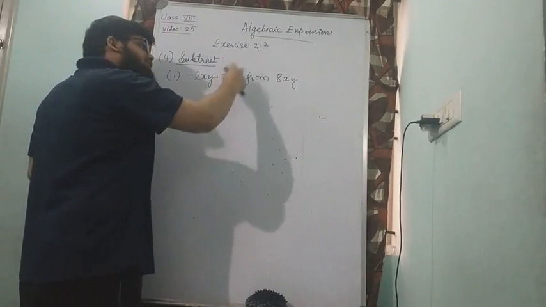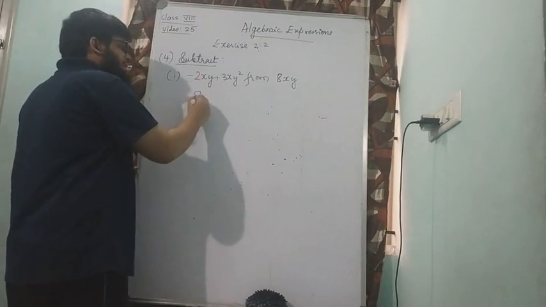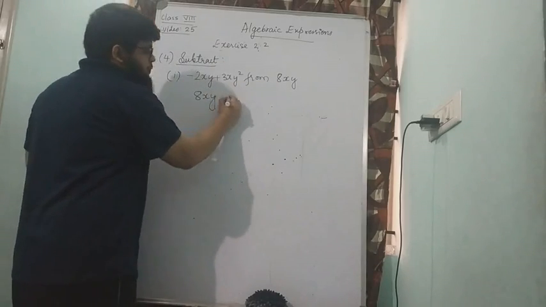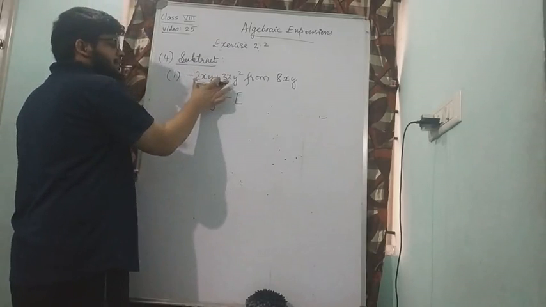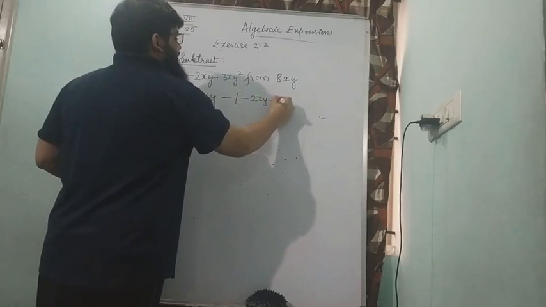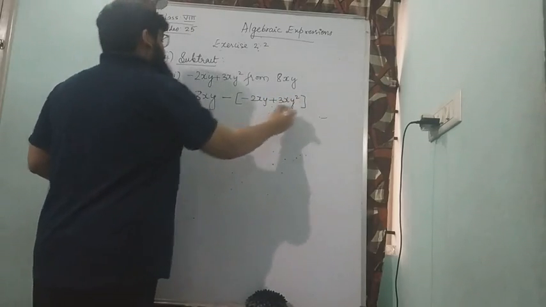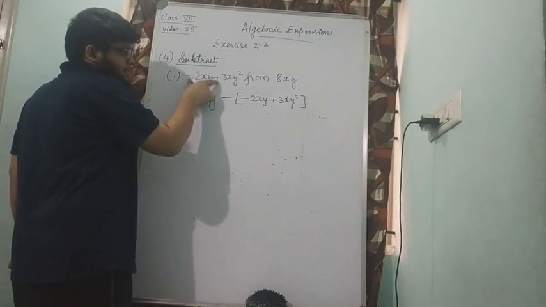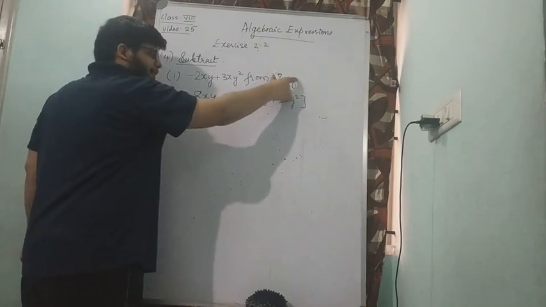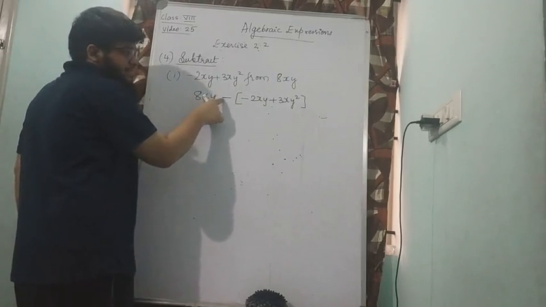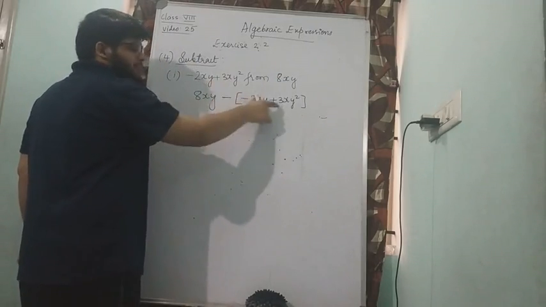So whatever comes after "from" will be taken first. So I write 8xy, and I am subtracting, so I should put a minus sign. What am I subtracting? I am subtracting this part, minus 2xy plus 3xy square. Right? So I am subtracting minus 2xy plus 3xy square from 8xy. That's why 8xy should come first. Because we are subtracting, there is a minus sign. Then we should write whatever we are subtracting.